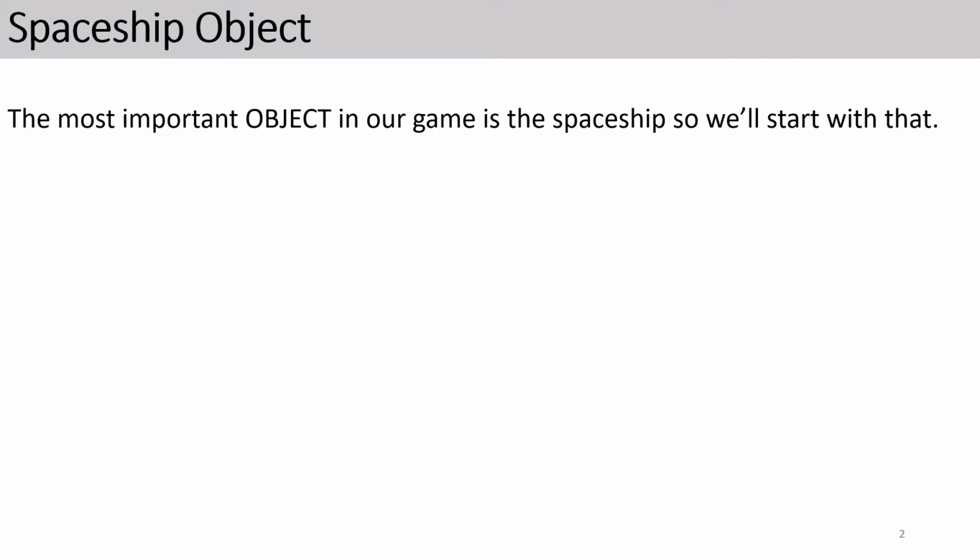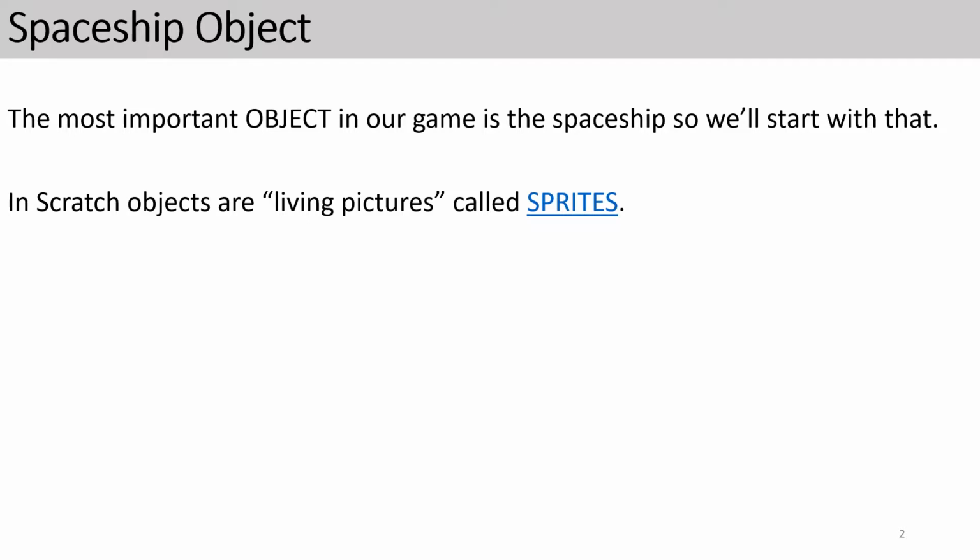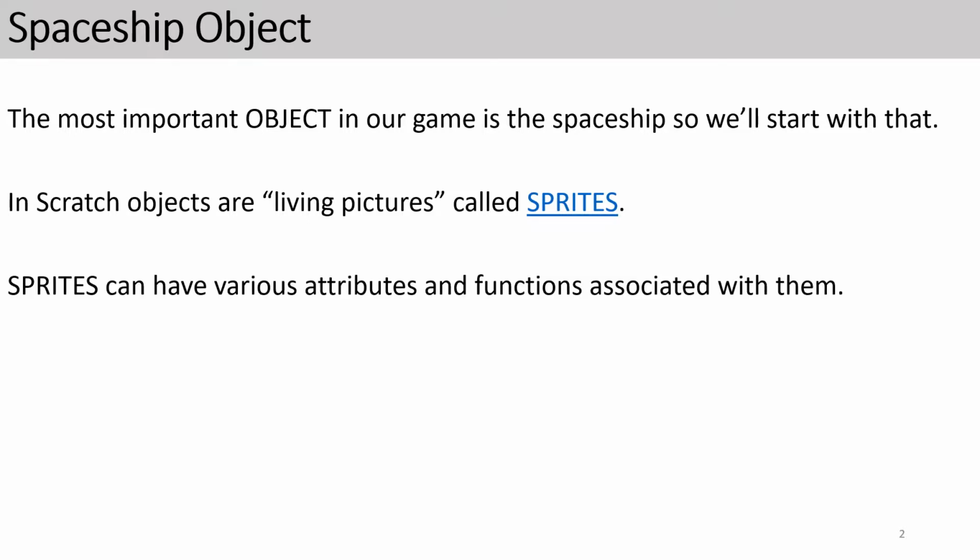The most important object in our game is the spaceship, so we'll start with that. In Scratch, objects are living pictures called sprites. Sprites can have various attributes and functions associated with them.